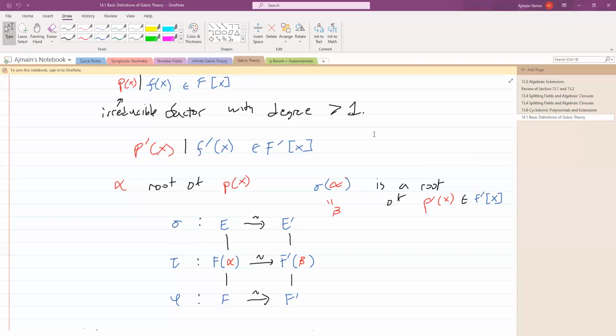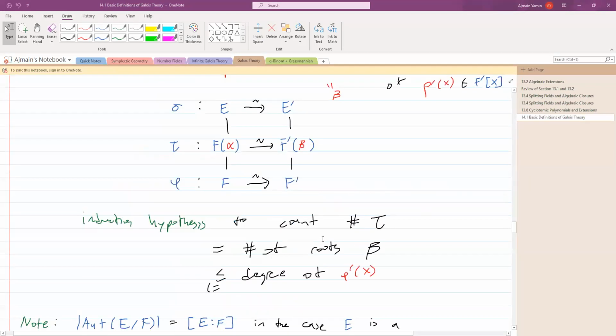Beta does not uniquely determine sigma. But beta does uniquely determine tau.